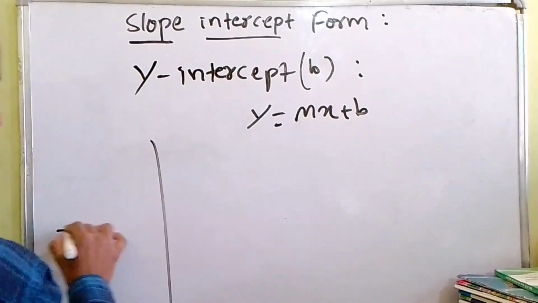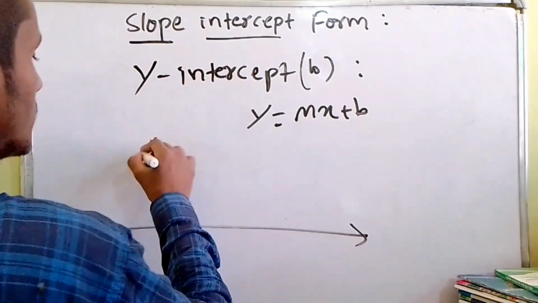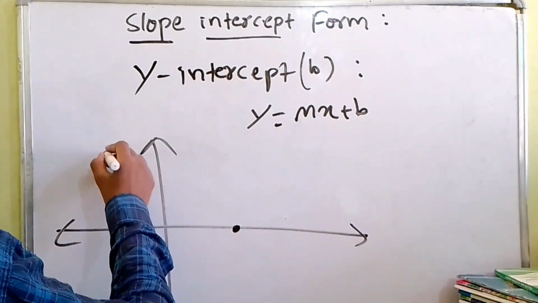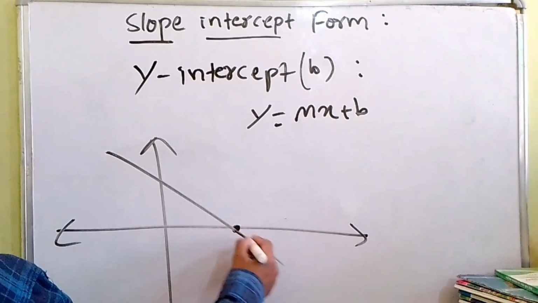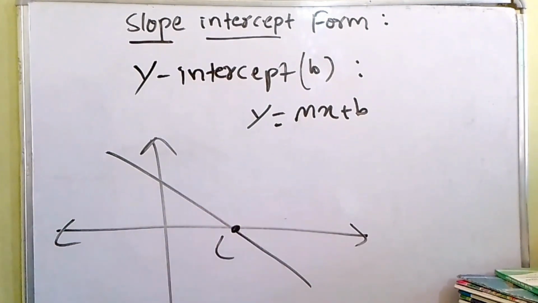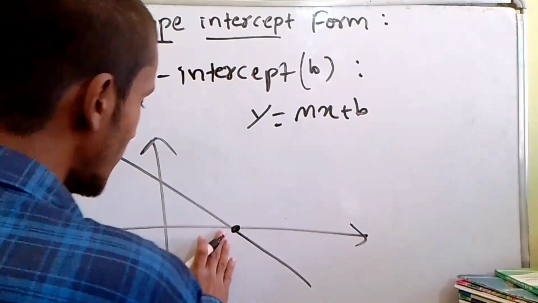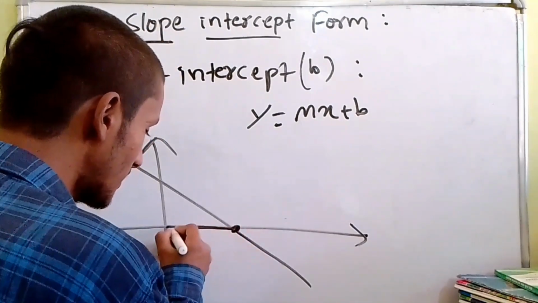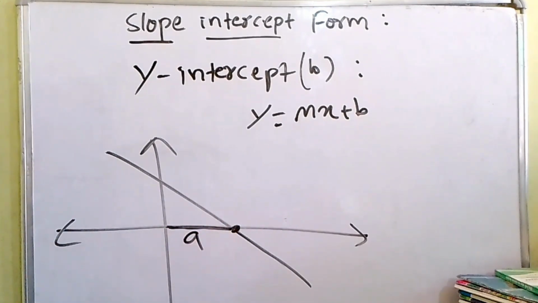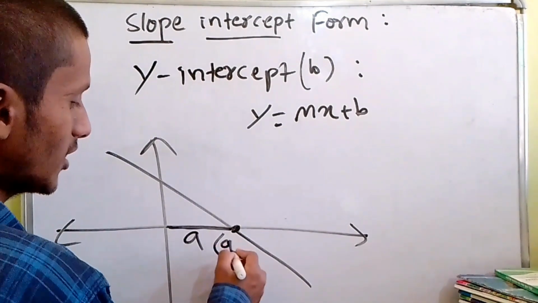Same Cartesian plane. This time we're going to use the x-intercept. Let's suppose the intercept is made here, and the line goes just like this. What will be the coordinates of this? Let's suppose the x-intercept, the length of this is a. So I write this x-intercept as a, meaning wherever it cuts the x-axis, it is a here. So it's going to be a comma 0.